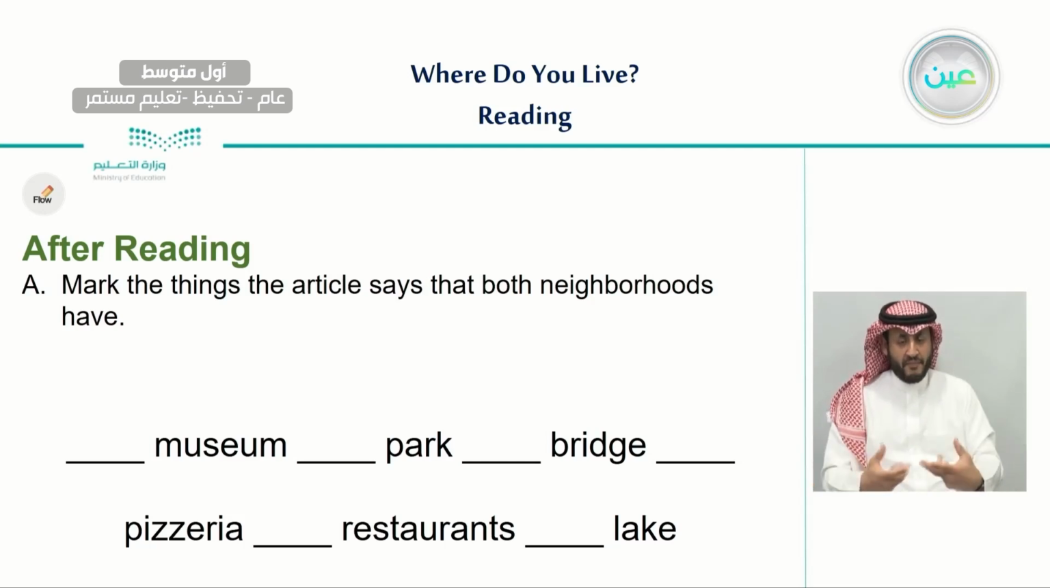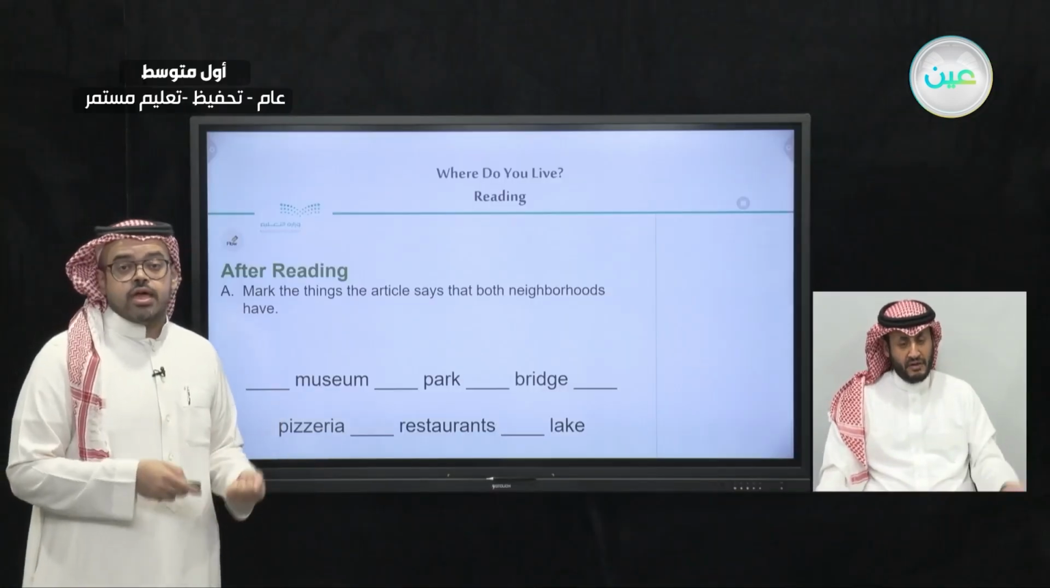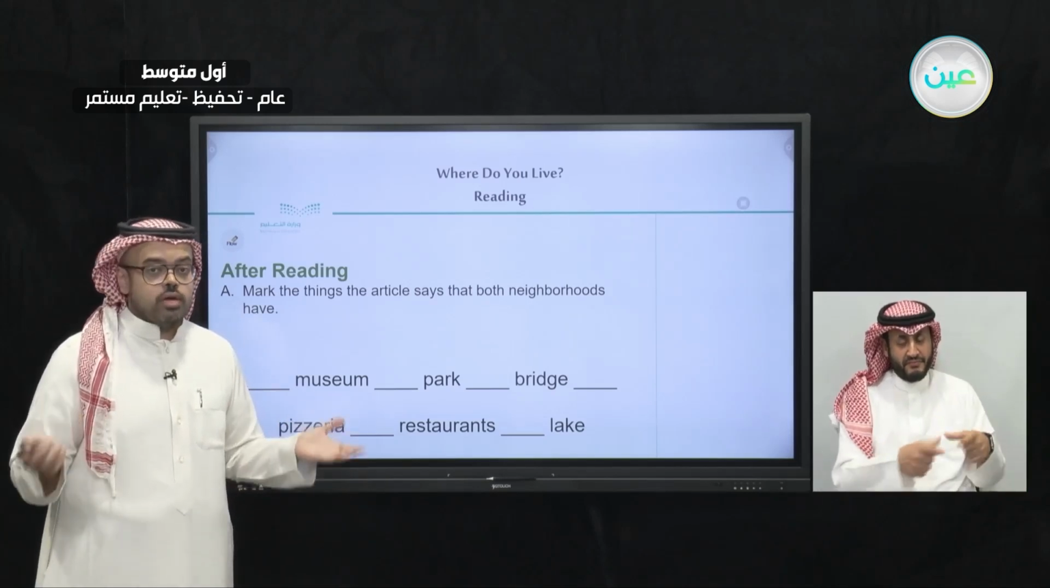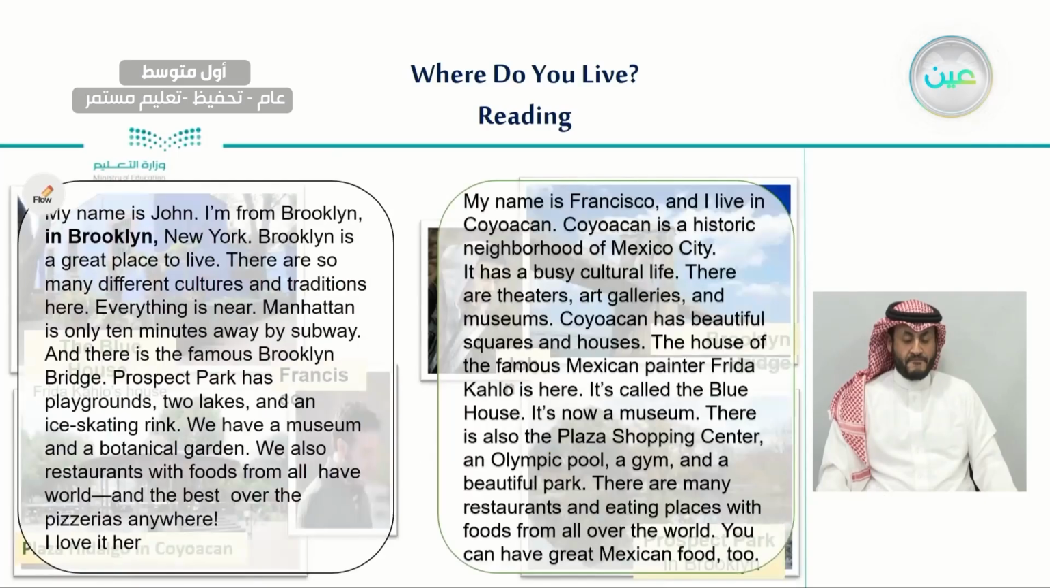Okay, so let's now go back to the text and try to find out the things that both neighborhoods have. So here we have the two texts again. Let's try to find the similarities between them, the places that they share, okay? So what do you think? What is the place that was mentioned in both texts? What do you think?